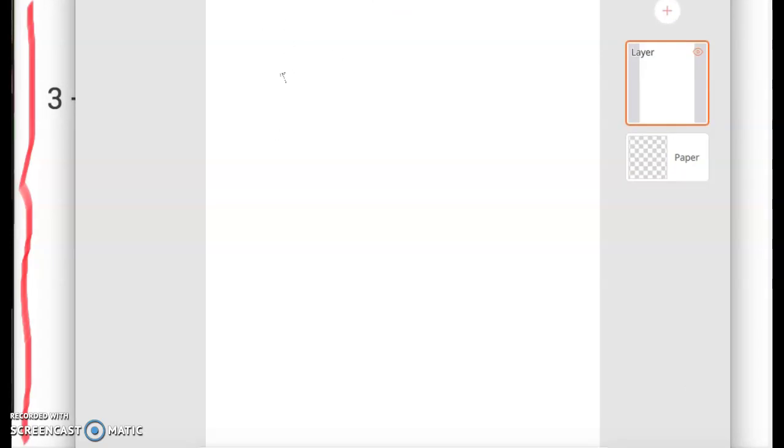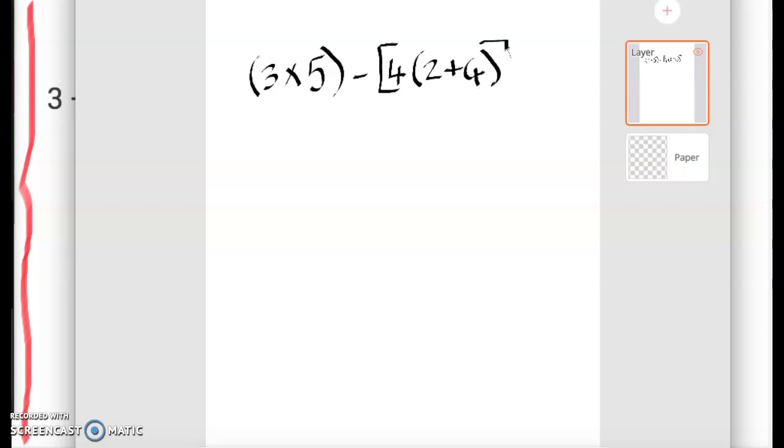I'm going to go ahead and write an expression with 2 levels of grouping, and what that means is there's parentheses and brackets, or just parentheses twice. So I'm going to do 3 times 5 minus 4, and then let me see, times 2. All right, here is our problem that I am going to show you how we solve today.